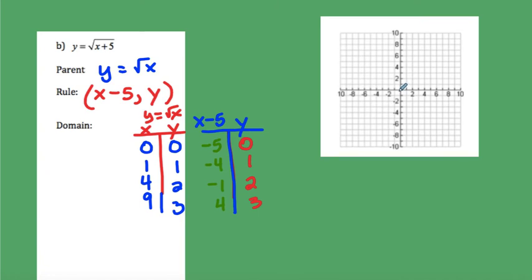I'm going to plot those points. So negative 5, 0, negative 4, 1, negative 1, 2, and 4, 3.